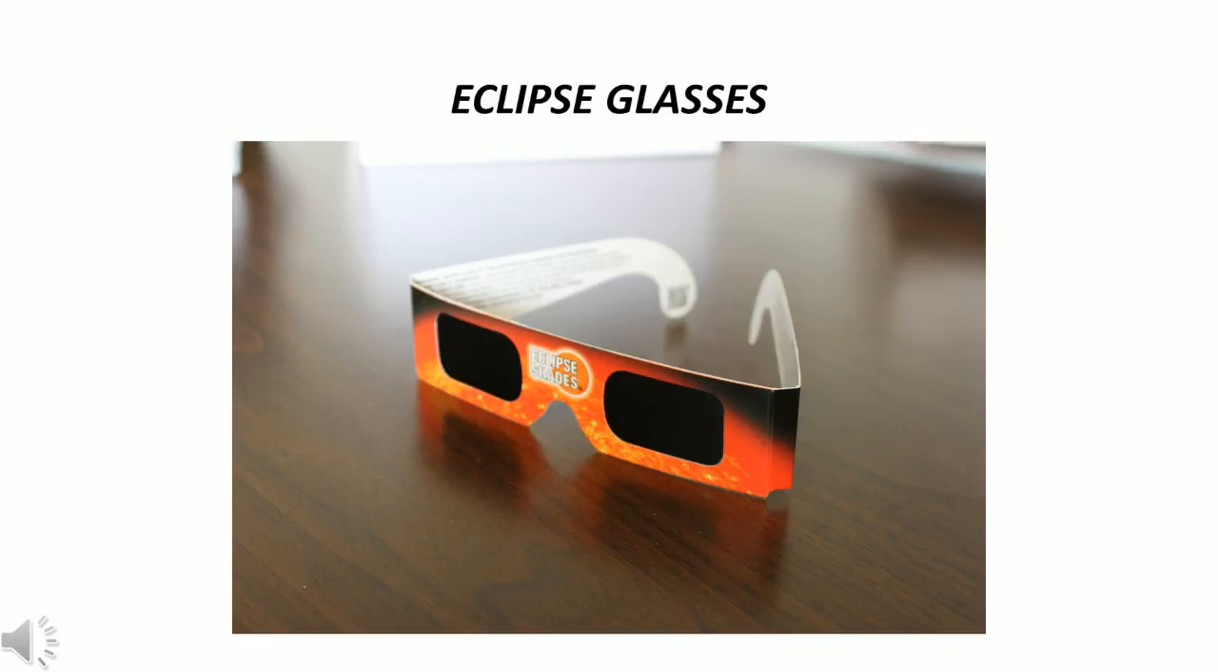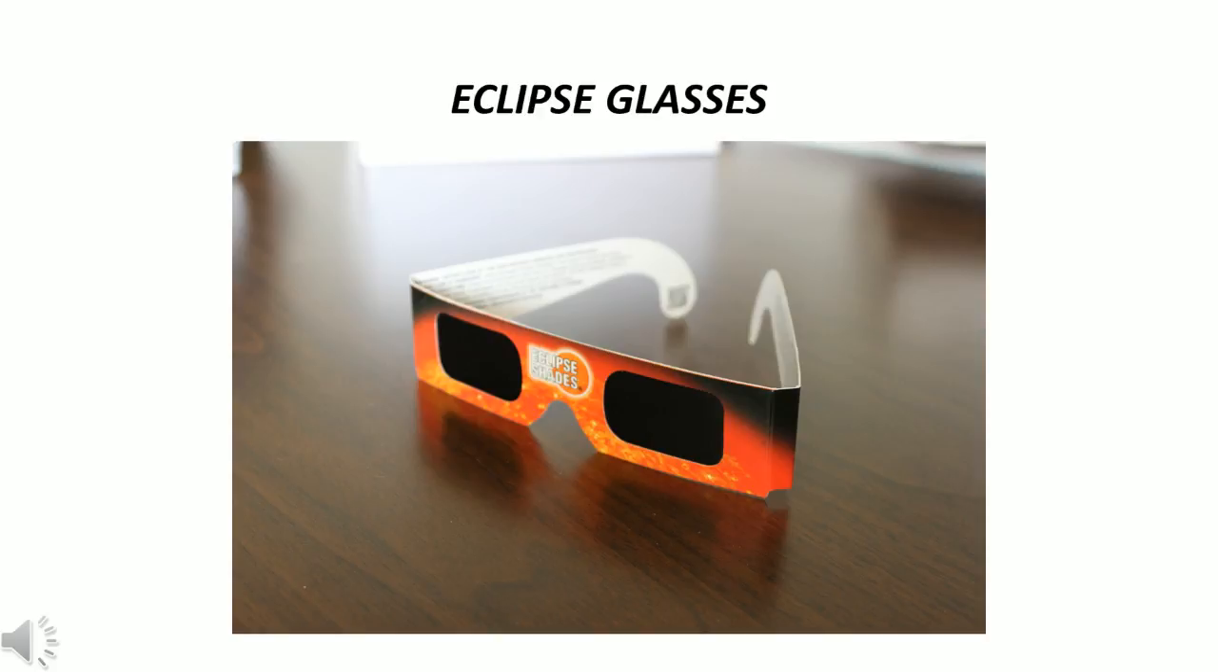If you want to view the eclipse directly on, then you will need the proper filters in front of your eyes. One of the most inexpensive methods of doing that are eclipse glasses. There are some manufacturers that you can find online that produce these glasses. These are simple cardboard glasses. They're like the old 3D glasses that you used to see in movies, except the films on these are very specially made to filter out the sunlight so that it doesn't hurt your eyes.